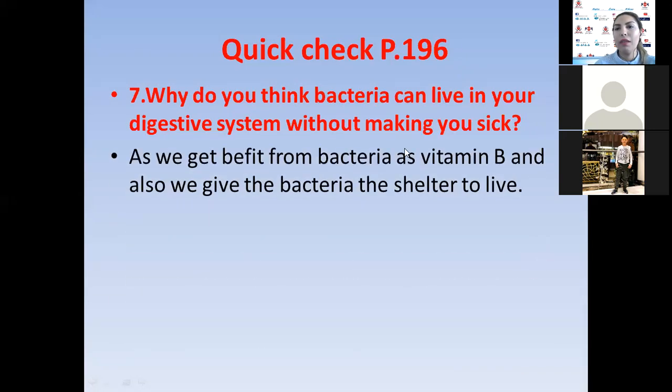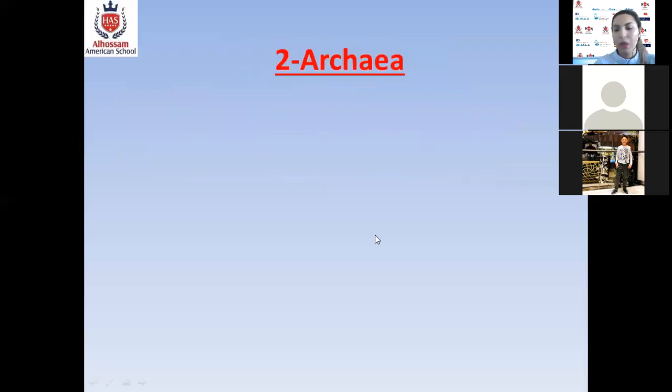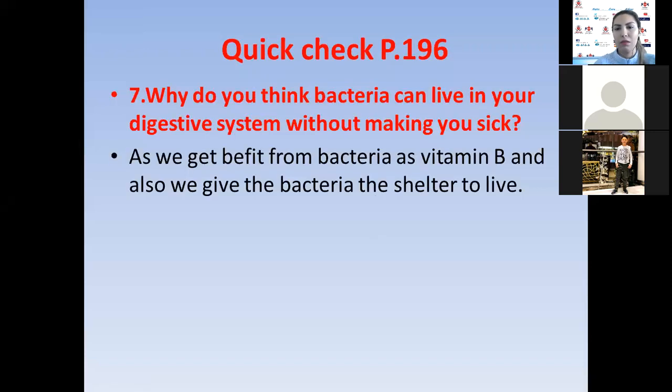And maybe the answer is that we get benefit from bacteria, such as vitamin B, and also we give the bacteria the shelter to live in. So both of us benefit from each other. We benefit from bacteria as one function in our digestive system: it makes vitamin B, which is necessary in our life. And also we give the bacteria the shelter to live, okay? Okay, you can write the answer. Take your time, you can write the answer with me.